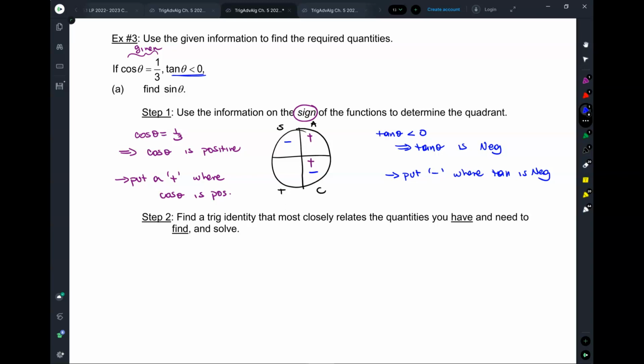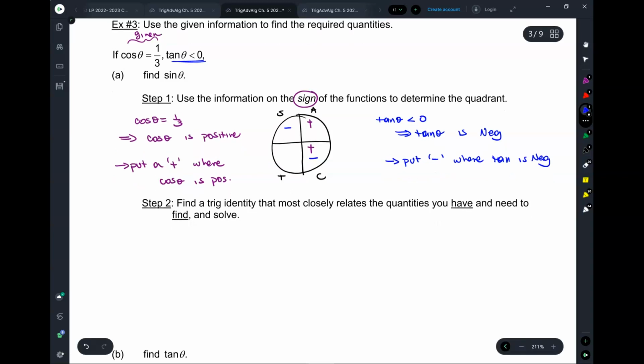Why? Because in all students take calculus, all functions are positive in the first quadrant. T for tangent is positive here. Why is it negative in the other ones? Because when you have all there, all stands for all the functions are positive here. S stands for only sine is positive here. T stands for tangent is positive. C for cosine.